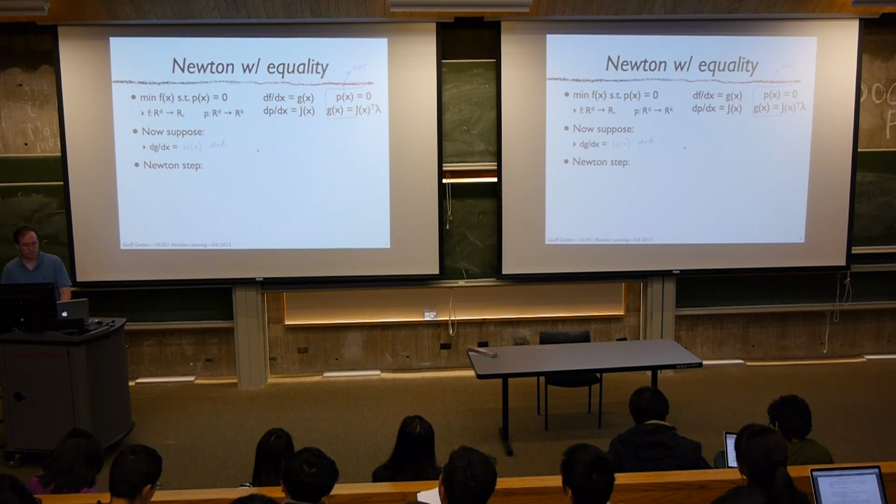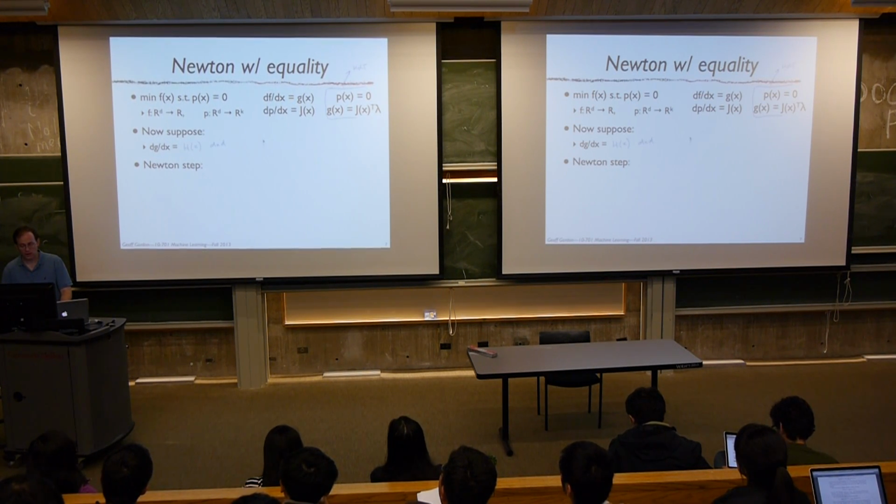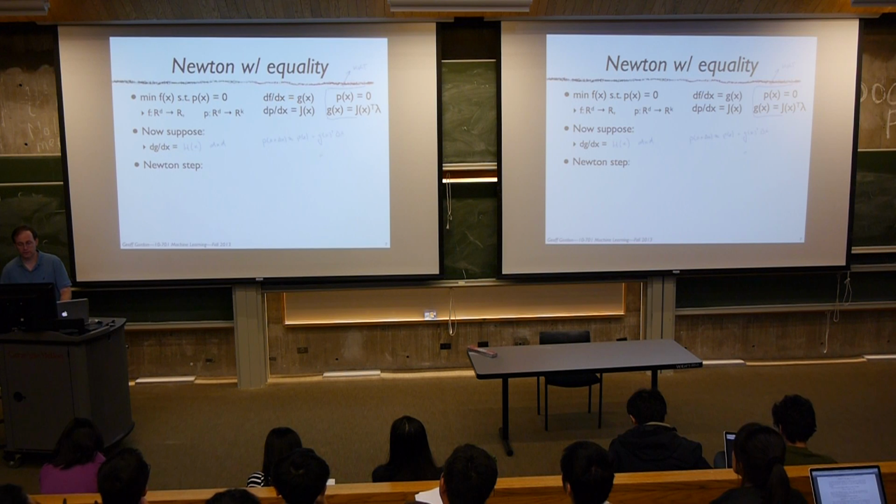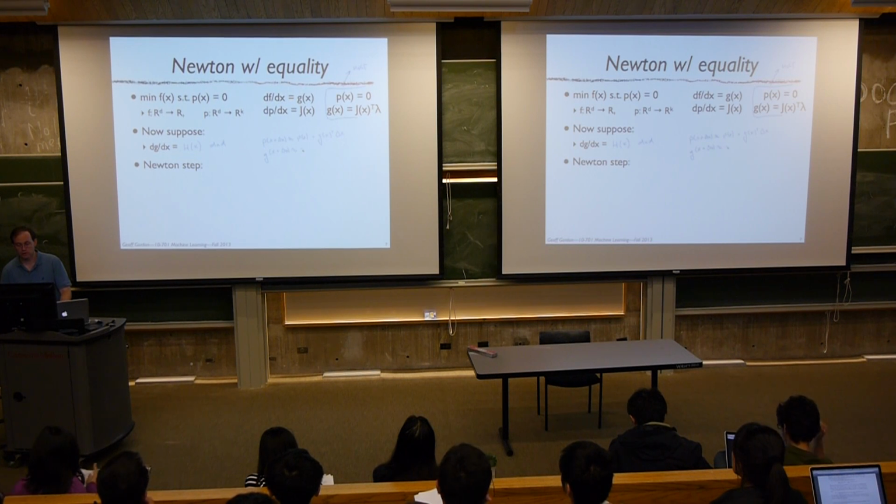And so I can make a Taylor approximation of p, right? So p of x plus delta x is approximately equal to p of x plus g of x transpose delta x. That's a first order Taylor approximation of p. I can also make a first order Taylor approximation of g, right? The gradient at x plus delta x is approximately equal to the gradient at x plus h of x times delta x. So these are just two first order Taylor approximations.